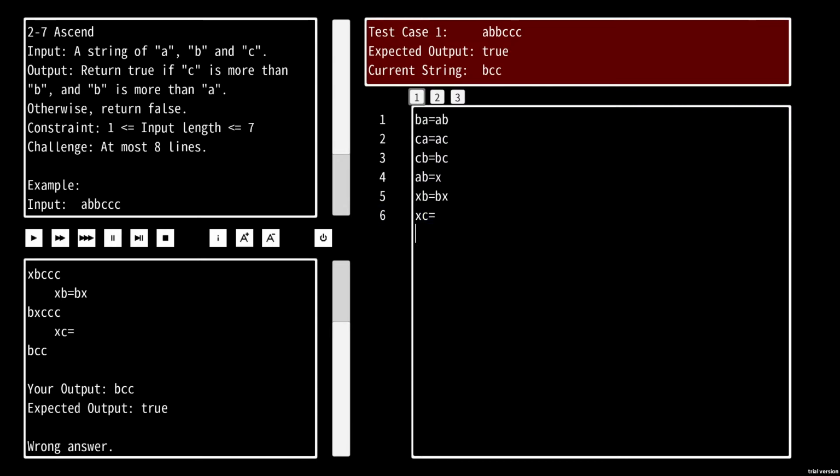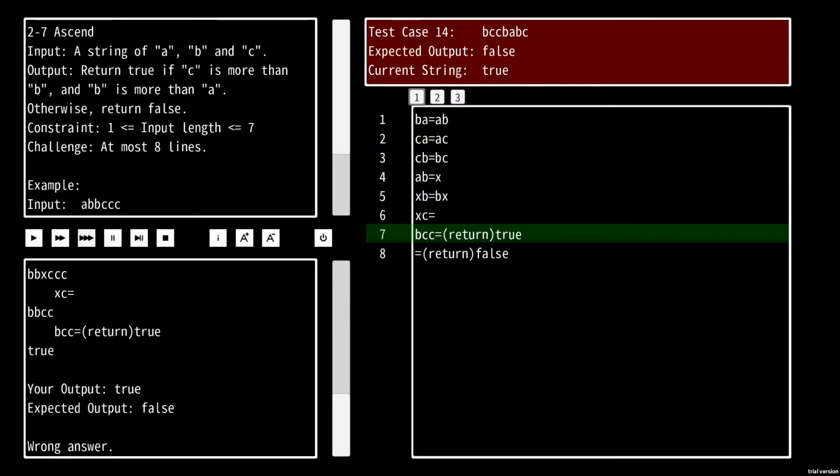If I have an A, that's return false. If I have specifically BCC, that's true. Well, I don't even need this. If I have BCC after all of the simplification, it's true. Otherwise, it's false. That's where I went wrong, I think: I overcomplicated the checking.